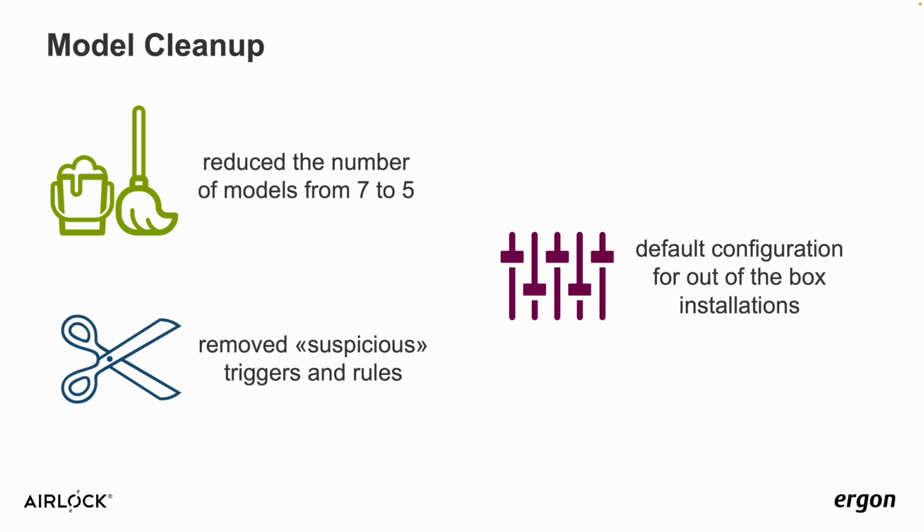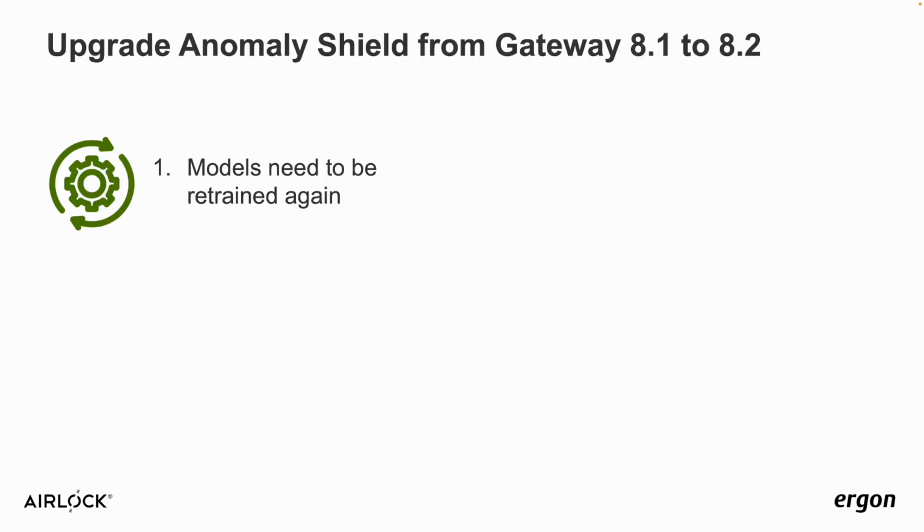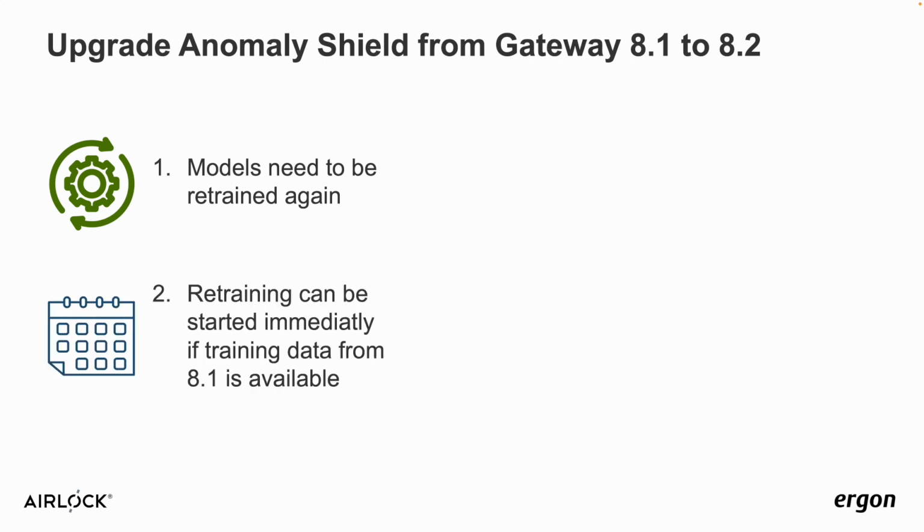So the only question that remains is, how do you actually get from a Gateway 8.1 to 8.2 with the Anomaly Shield? Because the upgrade this time, unfortunately, is a little bit more complicated. With the new models and the changes that we've done to the models, the improvements we've made, models need to be retrained again. Now, retraining the models is not really an issue because all the data that you've collected with 8.1 is still valid and viable, so you can just start the retraining once you're done with the normal upgrade.